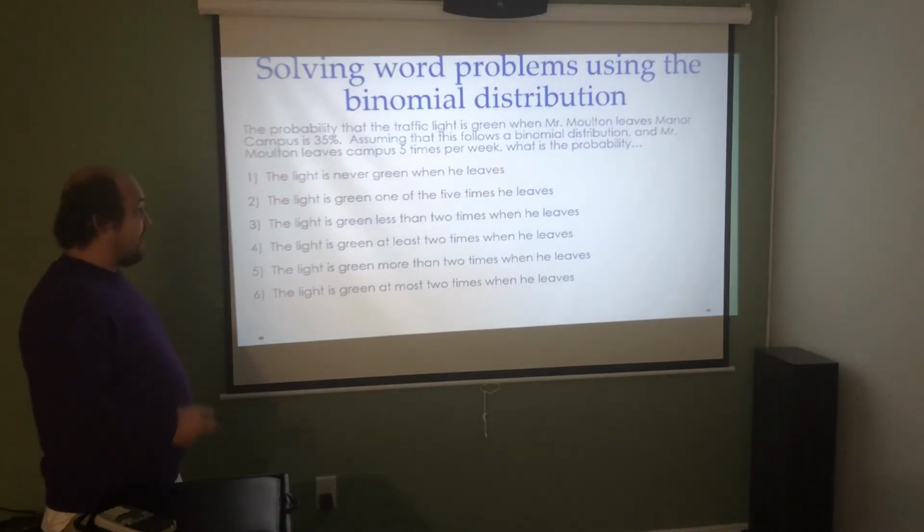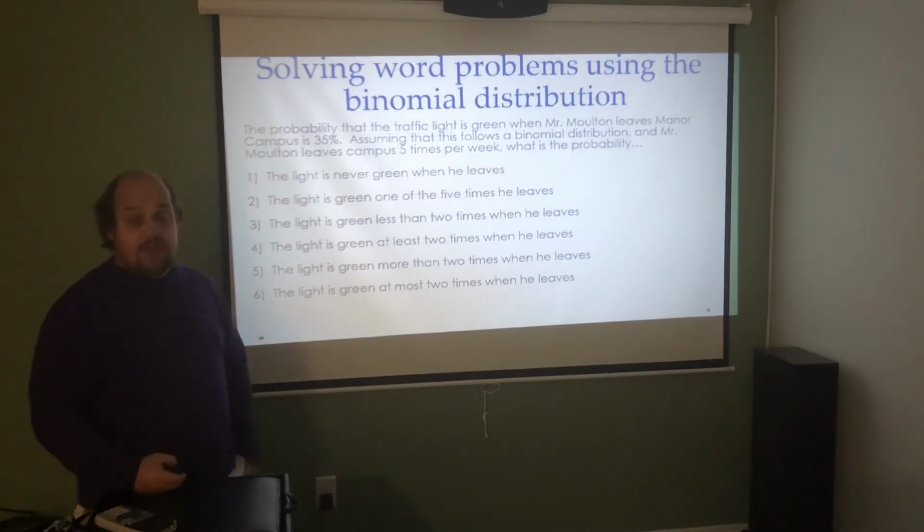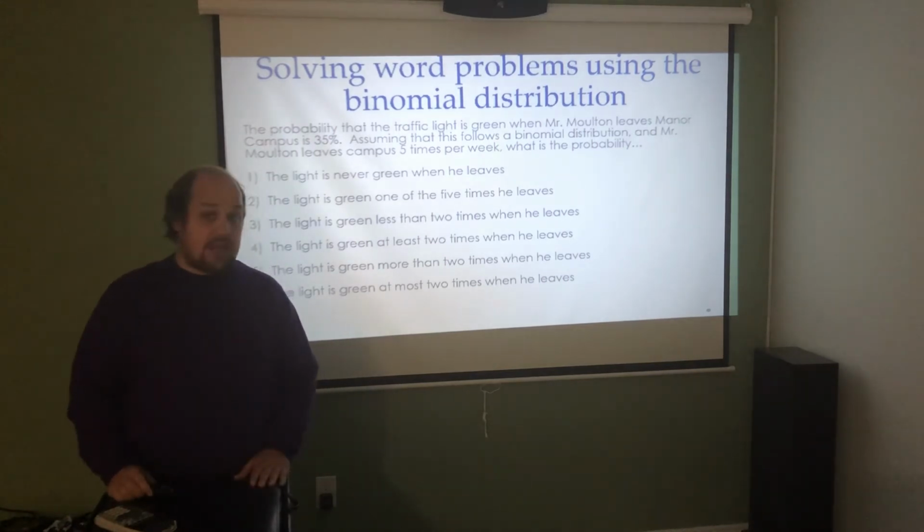First, the light is never green when he leaves. If I want to find the probability that the light is never green, that's the probability that I get 0 successes.